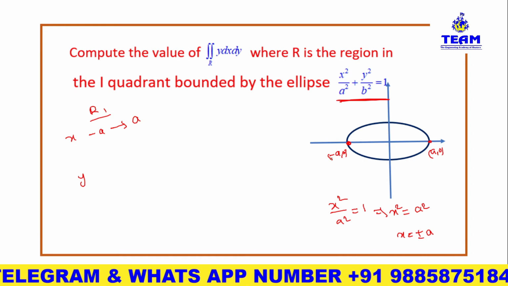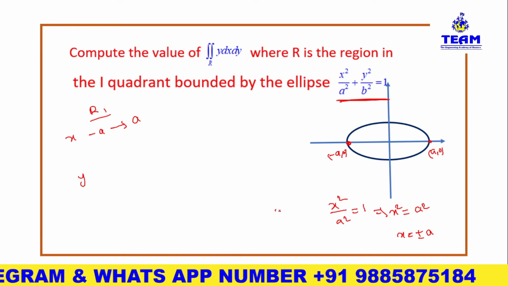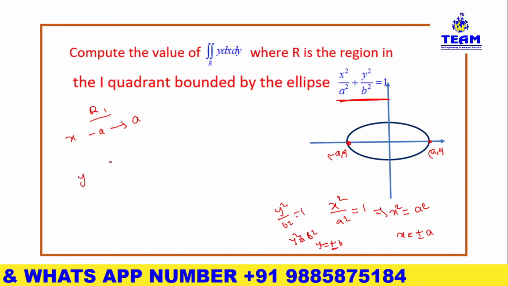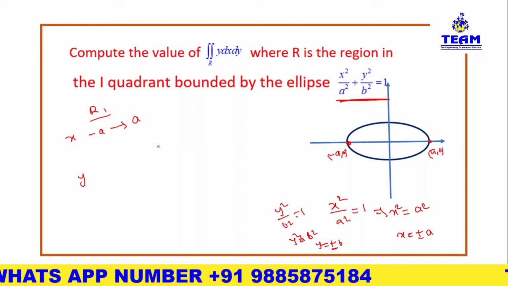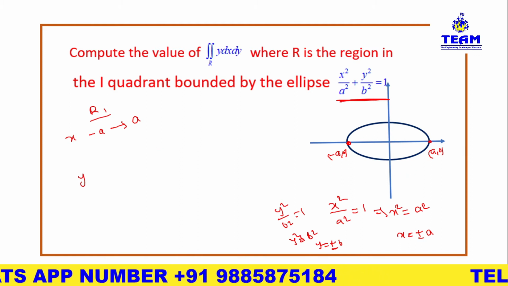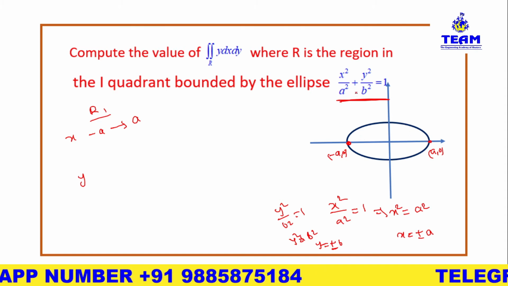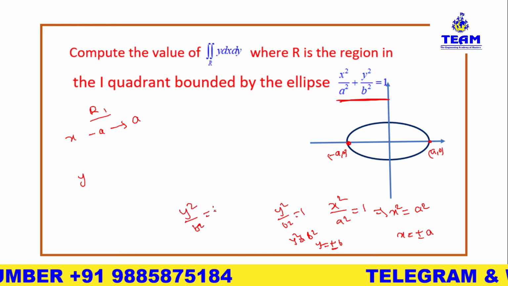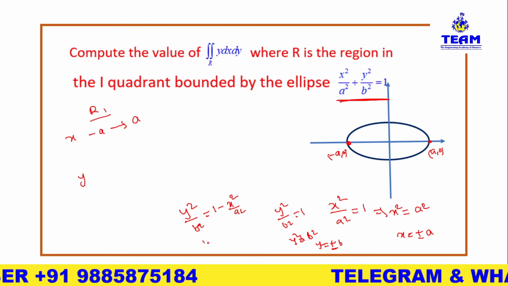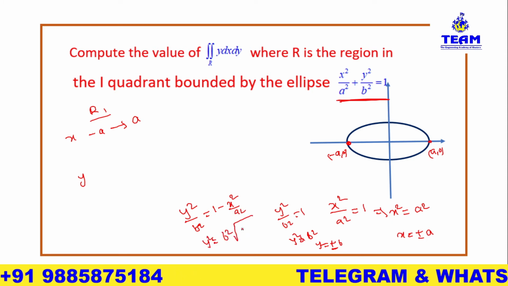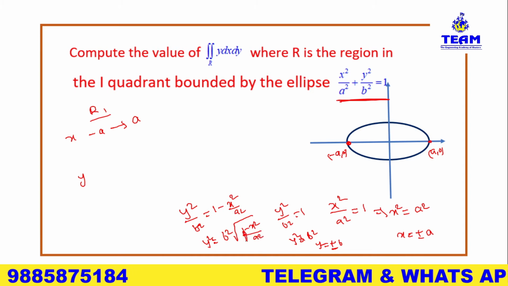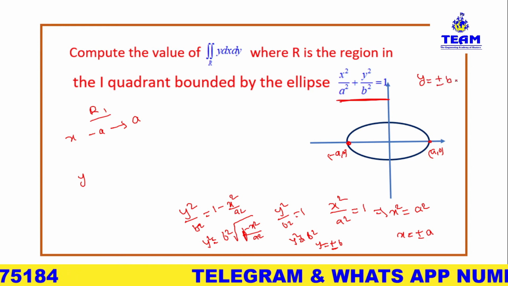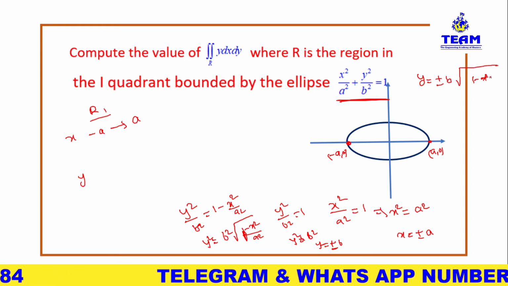For the y limits, if you put x is 0, what will you get here? y square by b square is equal to 1, y square is equal to b square, then y is equal to plus or minus b. If you write minus b to b, that is wrong, because that is not a rectangle or square. It is an ellipse. So here you have to take y as dependent limits. So you have to write like this: y square by b square is equal to 1 minus x square by a square. So y square is equal to b square into 1 minus x square by a square. So y is equal to plus or minus b into square root of 1 minus x square by a square.